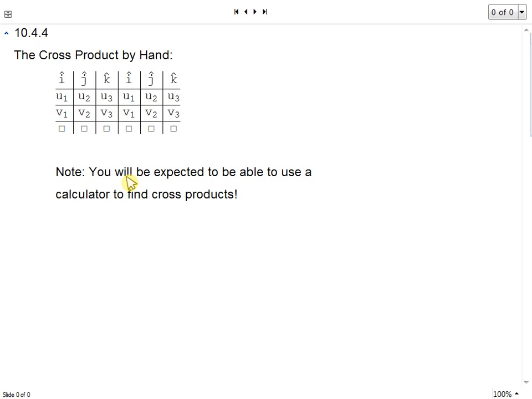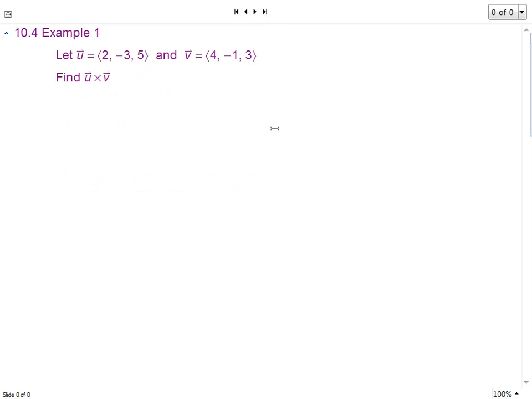But you don't want to be doing cross products by hand on an in-class test. It'll take too long and waste your time. But we do need to know how to do it manually. So here we go. We're going to do the cross product of these two vectors.